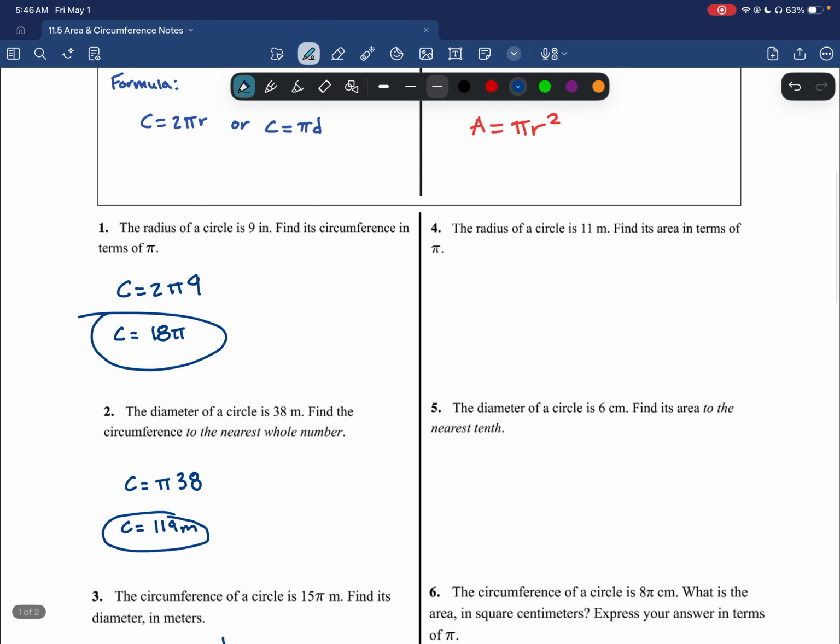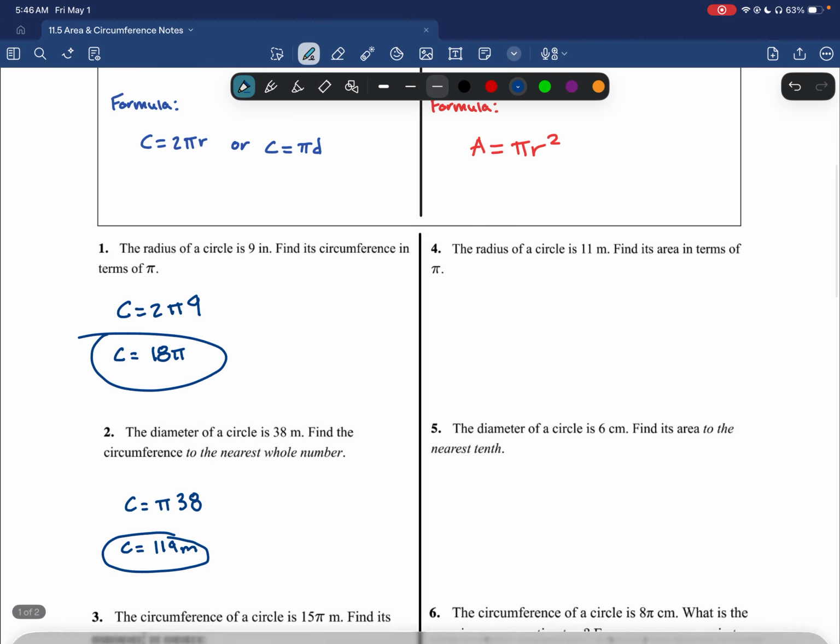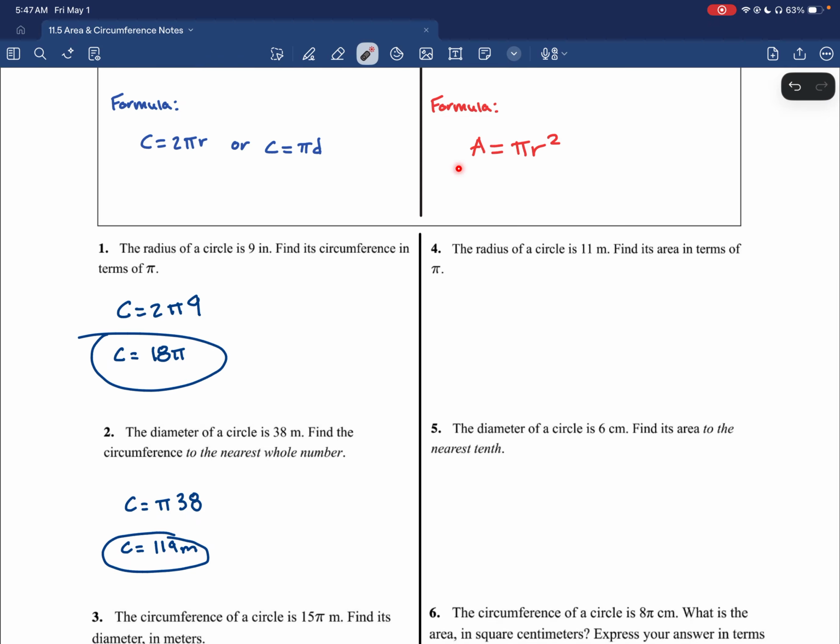Okay, question 4. The radius of a circle is 11 meters. Find the area in terms of pi. Okay, so we're now on to area. We're going to be using the area formula. We have our radius, so we can just plug it right in there.